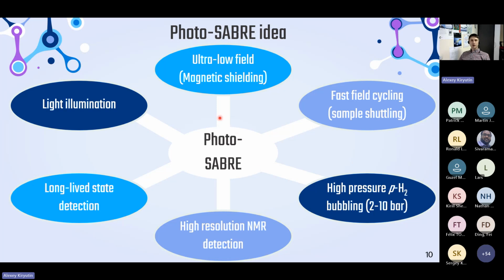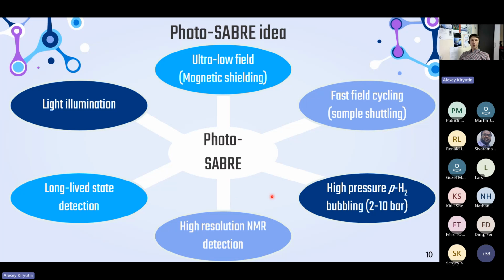Our goal was to combine all our existing capabilities while solving several critical technical problems simultaneously. First, we needed to introduce light into the magnetic field without distorting the ultra-low field environment. Even a minor disturbance would ruin the polarization transfer. Second, the system had to maintain high-pressure parahydrogen delivery up to 10 bars, while accommodating this optical setup. And crucially, we had to preserve sub-Hertz NMR resolution despite the sample shuttling rapidly between fields. I'll be honest, this was an incredibly exciting challenge.